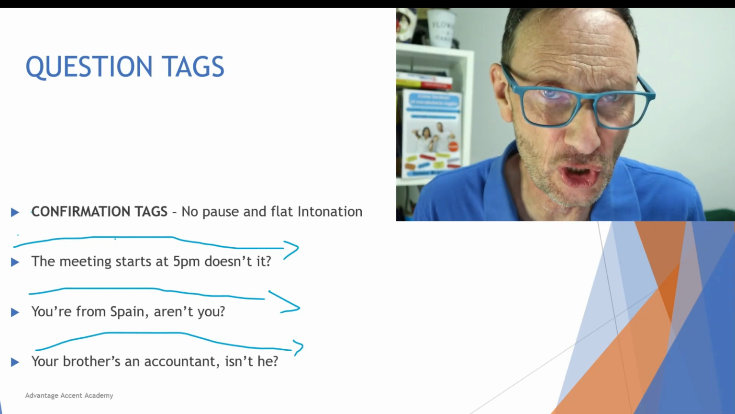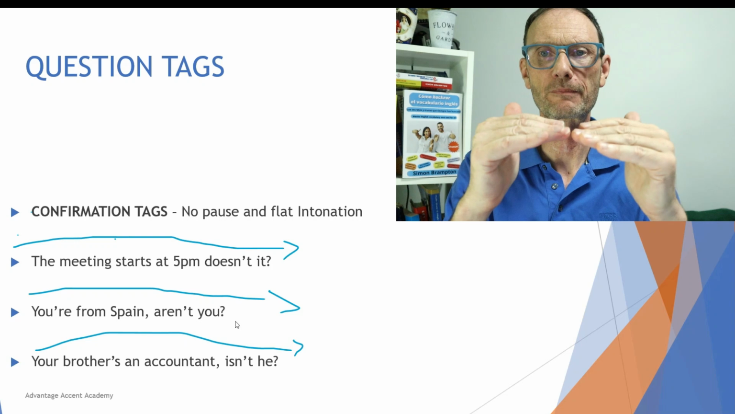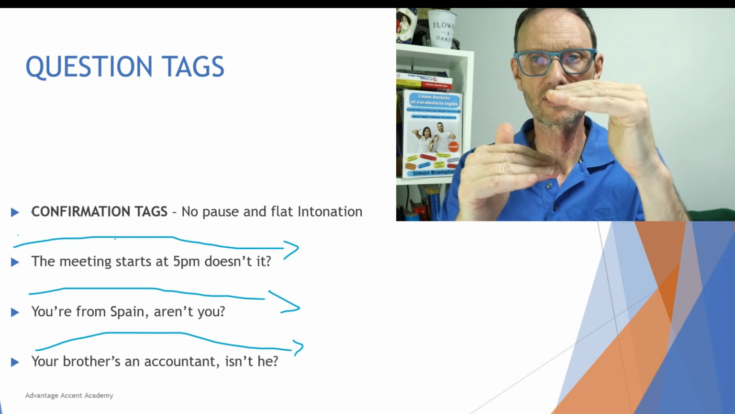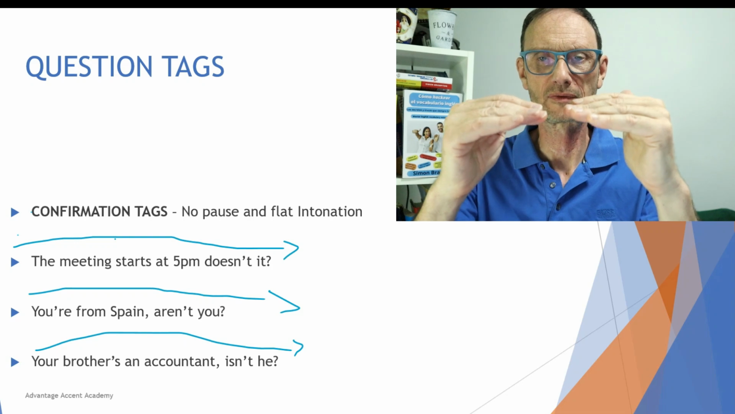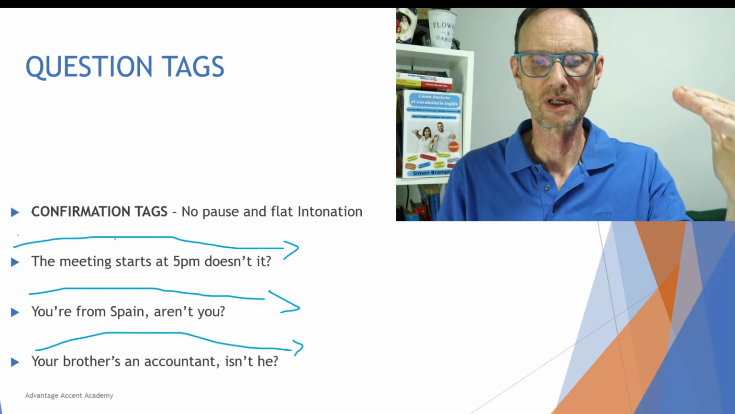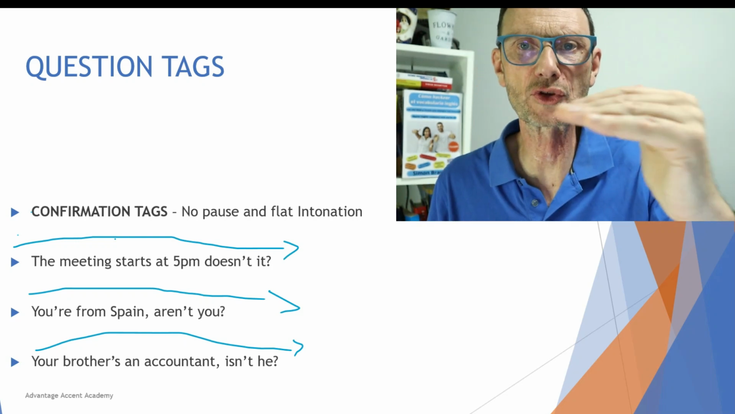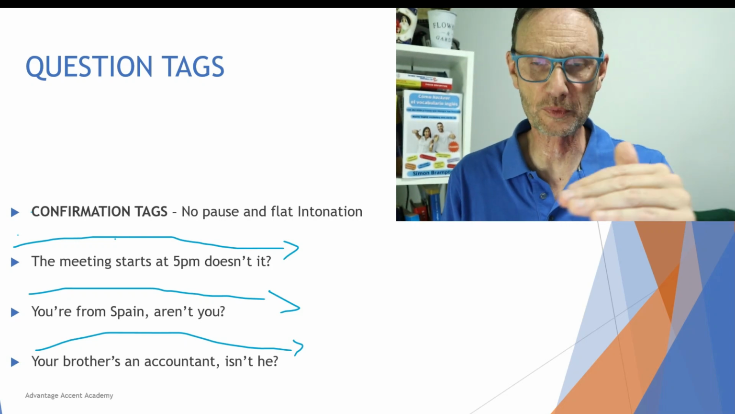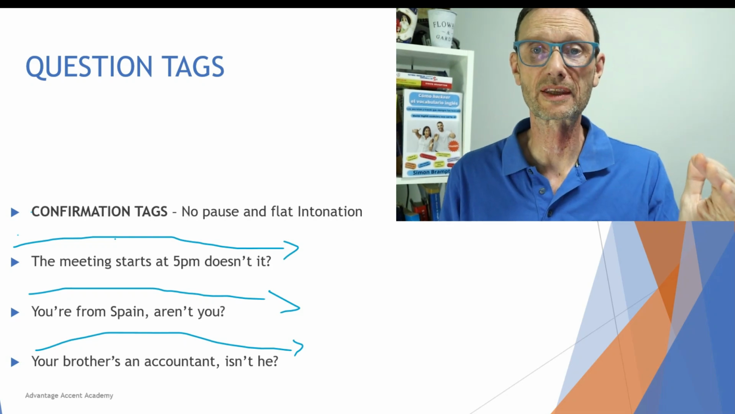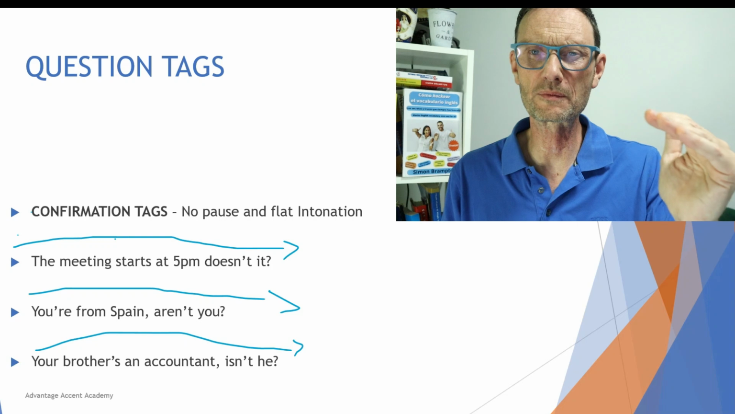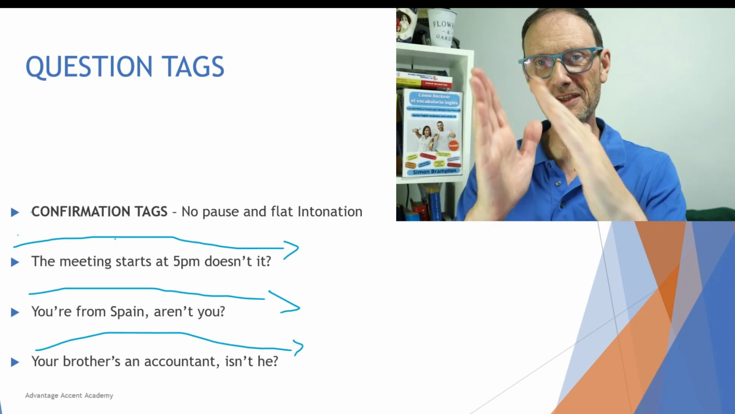You're from Spain, aren't you? And you notice no pause between the phrase and the auxiliary. It just goes together like one sentence. You're from Spain, aren't you? If I'm not sure, then remember I'd say, you're from Spain, aren't you? Going up at the end.